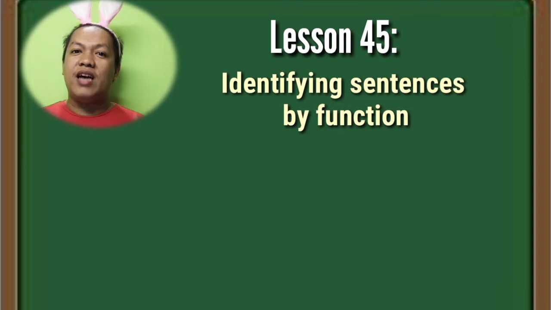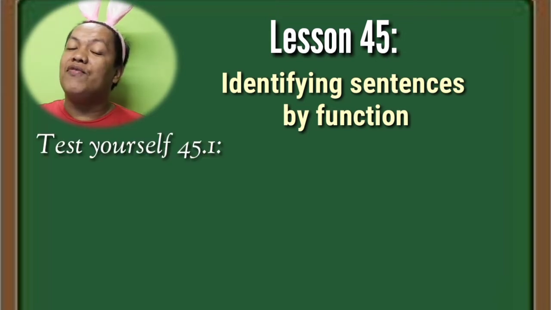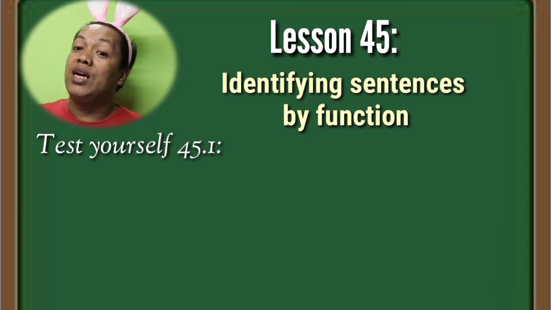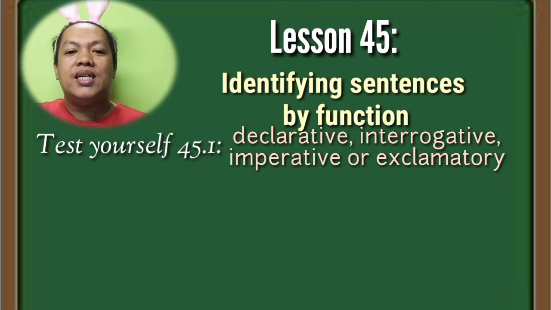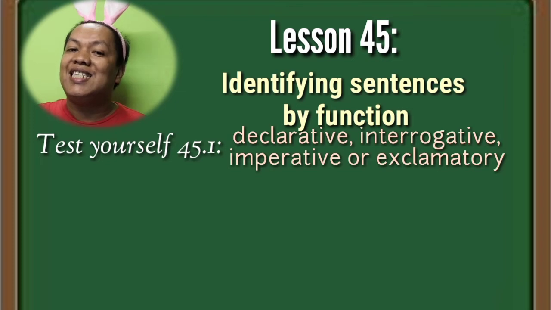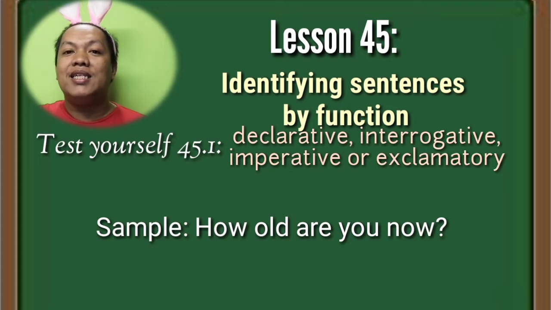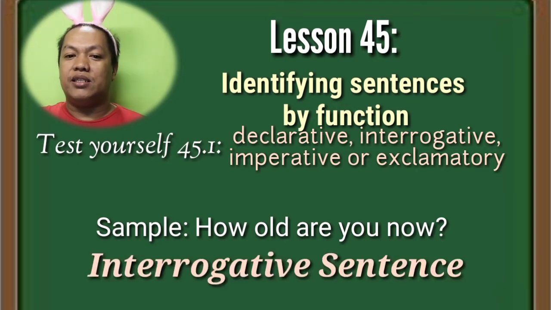Now everyone, to find out if you learned best the topic that I'm discussing for today, we will have an assessment, Test Yourself 45.1, that will ask you to identify each of the sentences on your screens as either declarative, interrogative, imperative, or exclamatory. Sample: How old are you now? Again, the sentence ends with a question mark. Therefore, it's interrogating, it's asking, so the sentence is an interrogative sentence.